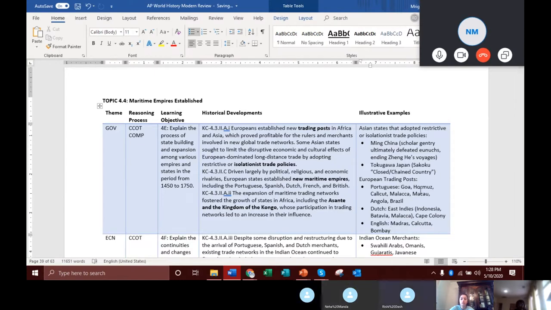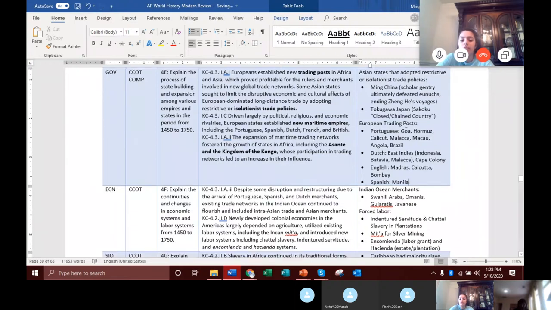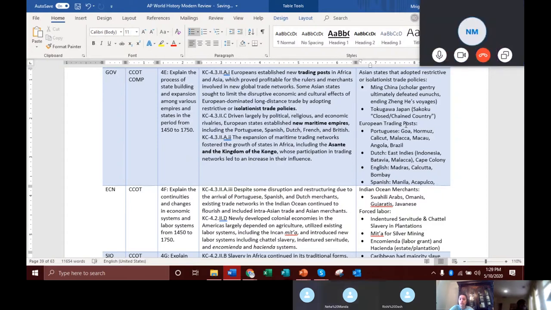Any other trading posts we can think of, big cities? What about the Spanish? The Spanish silver trade, right? With Manila. This was part of a trading post, right? We had Manila, and Acapulco in Mexico, right? Were those the two big ones for Spain? I think so. Okay, so we had Manila and Acapulco for the silver trade. So I'll actually put silver trade in here so we remember.